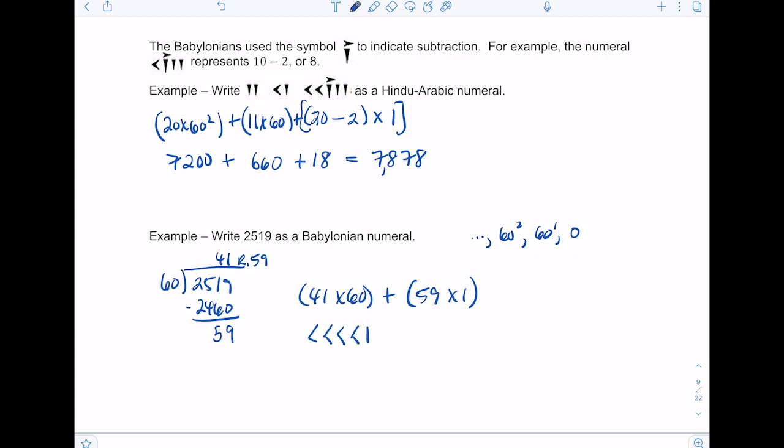And then 59. So the only way to get 59 is to do 60. So I would need 6 of those. And then we want to subtract 1. So remember, subtraction's the upside down triangle and the little arrow above it pointing to the right. That means subtract and then 1. So that represents 60 minus 1, which is 59. And by the way, that should be a 1, not a 0.